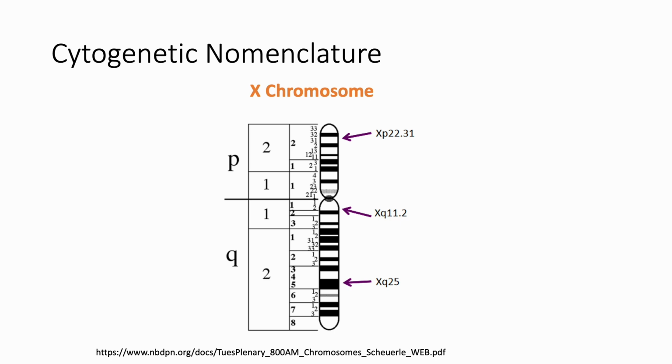This numbering system allows geneticists to pinpoint exact locations on a chromosome. For instance, if a genetic test finds a deletion at Xq21, we know it's on the long arm of the X chromosome in region 2, band 1. Understanding this is key when we discuss how structural variations impact health with patients and their families.